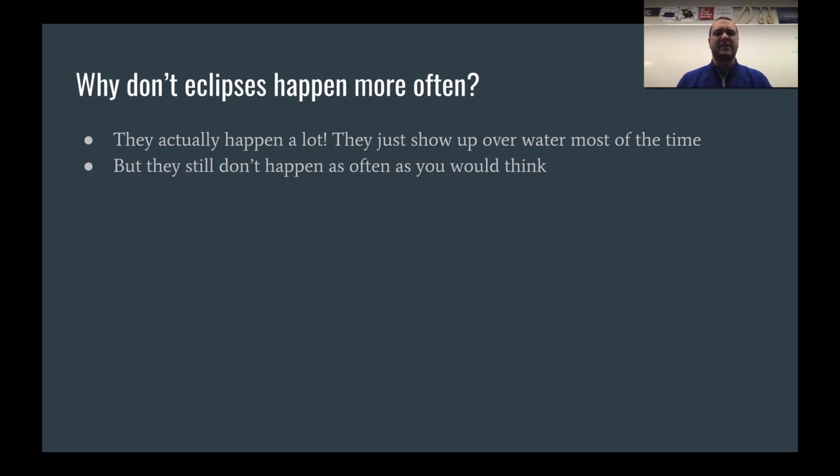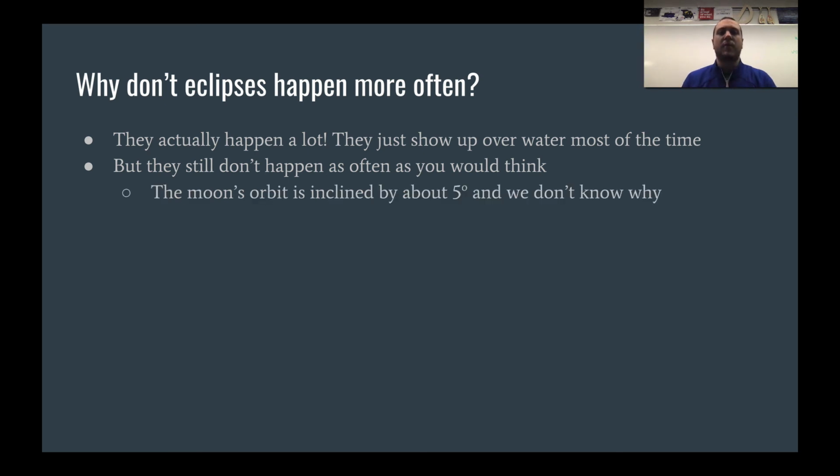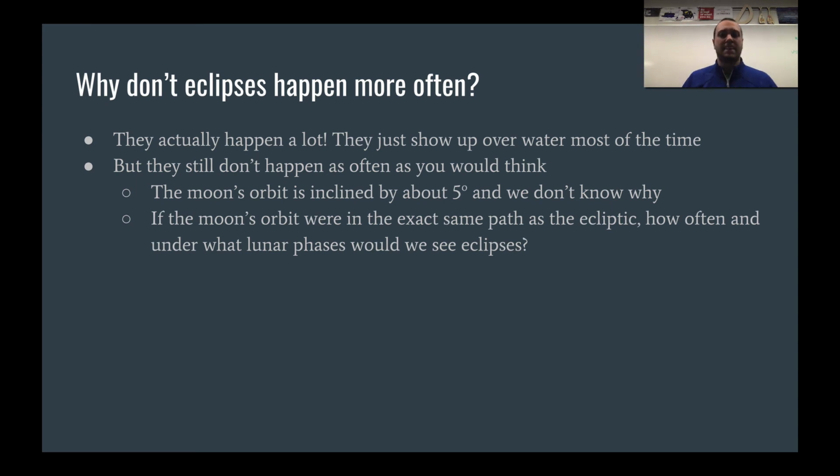Still not as often as you would think, though, right? Because your train of thought would be, well, every time that the moon passes through, we should be getting an eclipse. But remember that 5 degree orbital incline. That's what causes the lack of eclipses compared to what we would think it would be. And that 5 degrees of incline, we still don't know why that is. We still don't know why the moon's orbit is offset at 5 degrees the way that it is. But because of that, we don't get nearly as many as we would think.